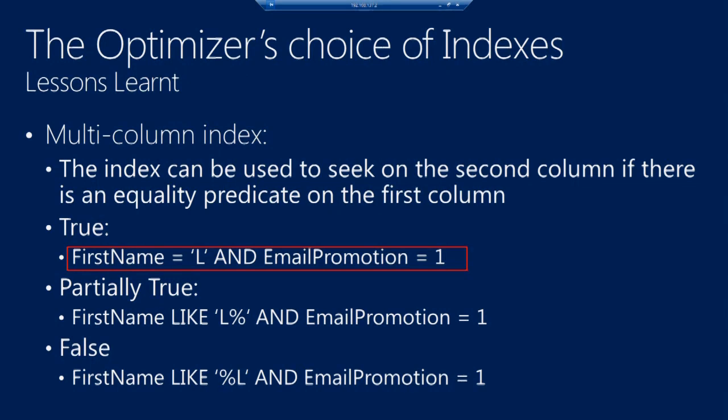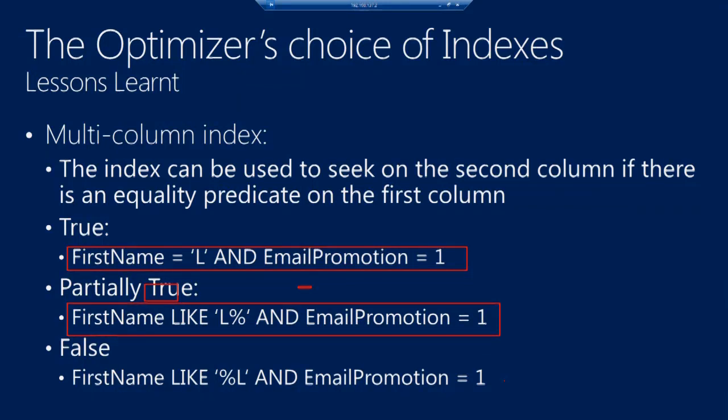So in the first example, first name and email promotion, I say true because this index is fully seekable. If you have both the columns using the equality operator, the optimizer can seek both on first name as well as email promotion. The order of columns is not important here because both of them have the equality operator. In the second case, we say it's partially true. First name like L%. This is our example that we ran. The optimizer is actually able to seek on first name, but it is not able to seek on email promotion because first name does not use an equality consideration.